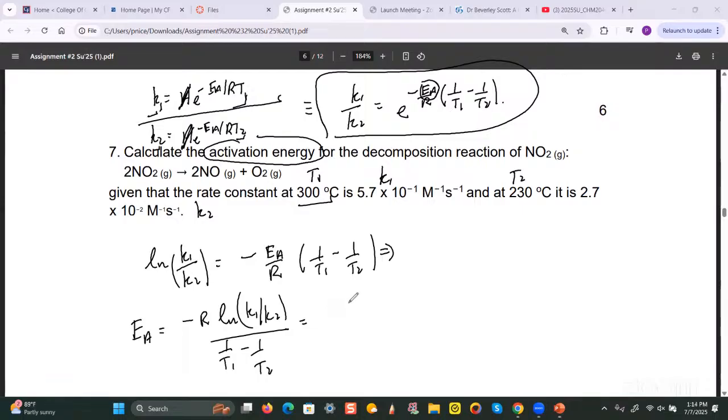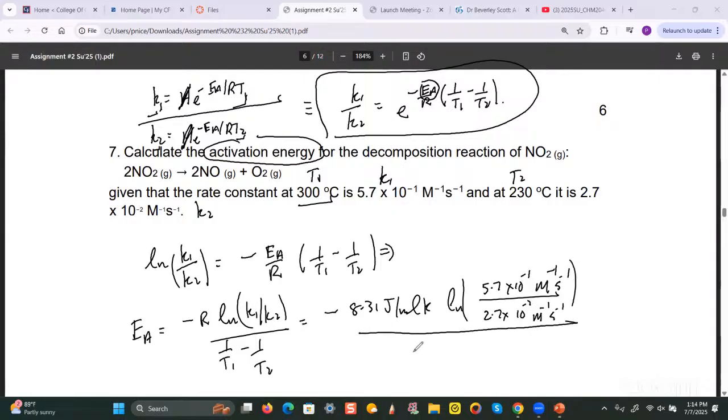Of course, R is 8.31 joules per mole Kelvin, multiplied by ln k1, which is 5.7 times 10 to the minus 1 m to the minus 1 s to the minus 1, divided by k2, which is 2.7 times 10 to the minus 2 m to the minus 1 s to the minus 1. And all of that will be divided by 1 over, what's T1? Oh, by the way, remember the temperatures have to be expressed in Kelvin. I forgot about that, right?